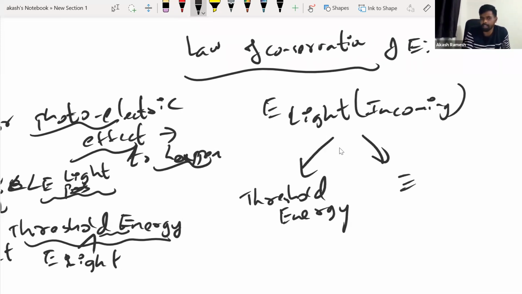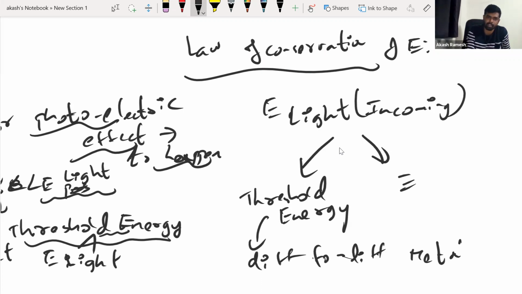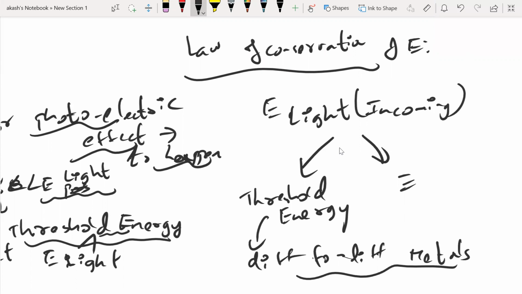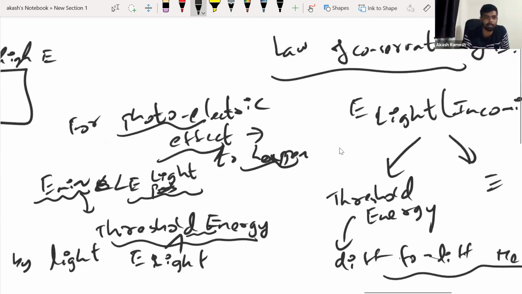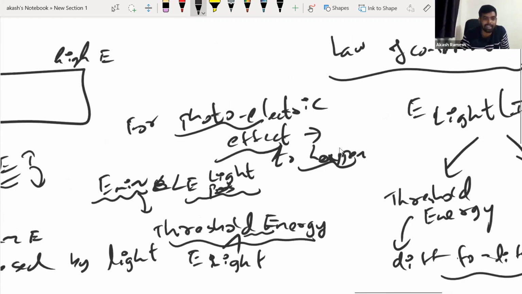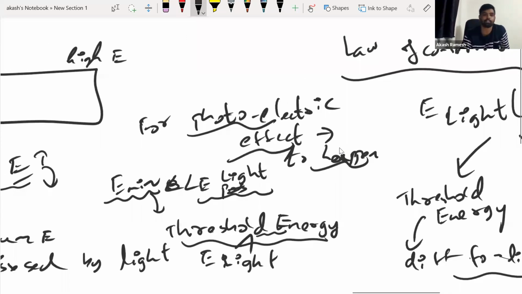Now think about it and tell me: I told you that this threshold energy is different for different metals. Can you tell me why? Threshold energy is different for different metals. Why? Sir, their ionization energy is different. Absolutely true. Every element will have different ionization energies. If the energy you supplied in the form of radiation is lesser than the ionization energy, then the photoelectric effect will not happen, because the electron will not be able to come out.